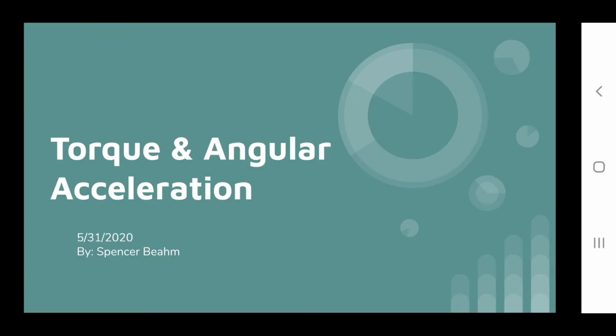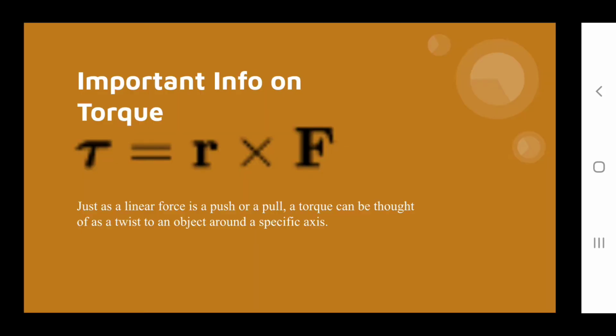In this video, I will be teaching you the basics of torque and angular acceleration in physics. For today's first lesson, here are some very key details that we will be using. Torque is equal to radius times the force. Torque is the measure of a force, like a push or pull, on an object with a specific axis.